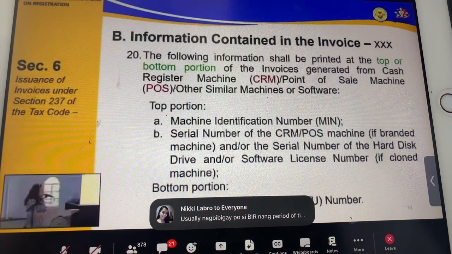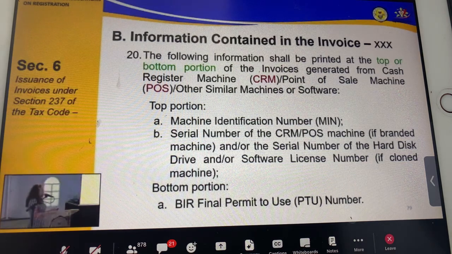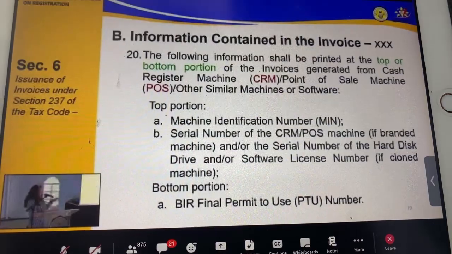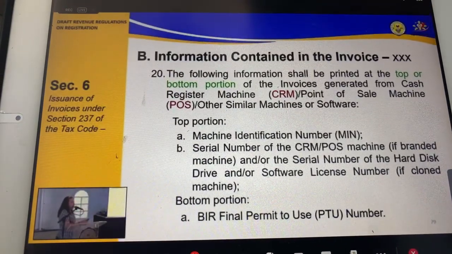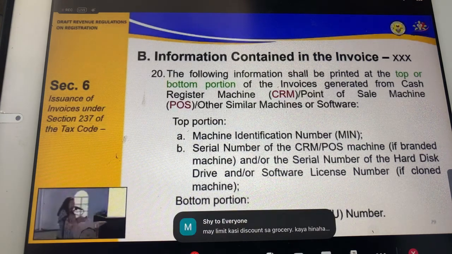For those using CRMPOS, nagdagdag po tayo on the top portion sa header, machine identification number, serial number of the CRMPOS that will be generated from this machine. Then we have the license and software number kung mga clone po ito. And then serial number of the machine itself pag proprietary po yung mga machines. Sa bottom part, we still have the permit to use as a requirement.